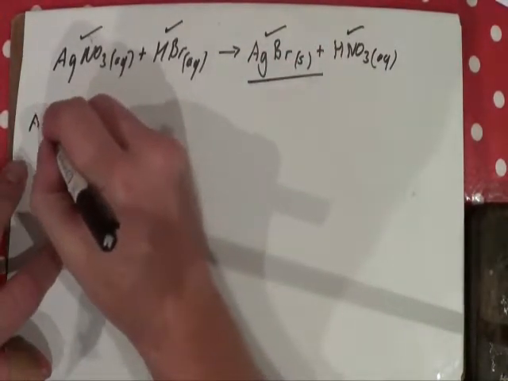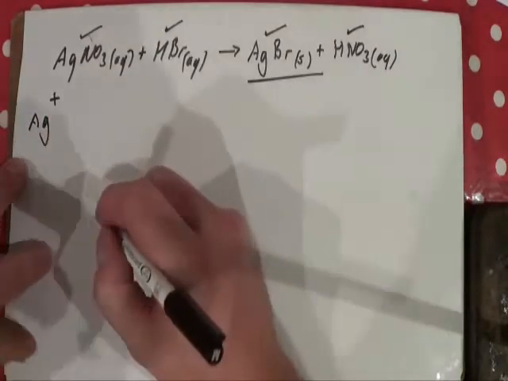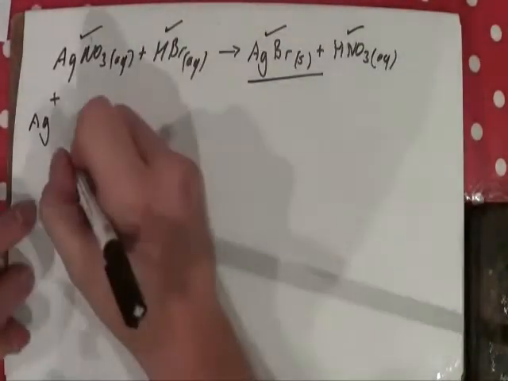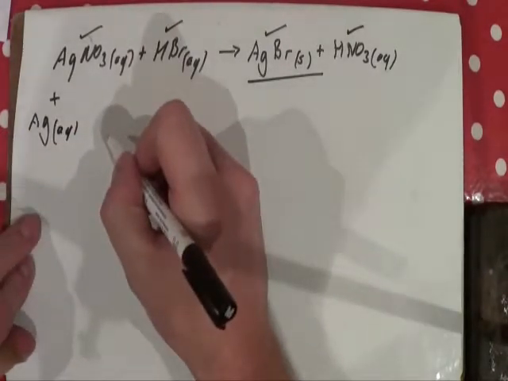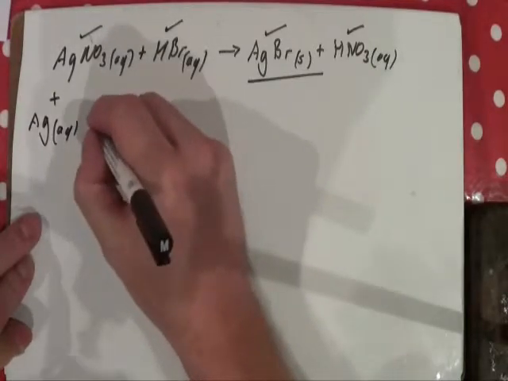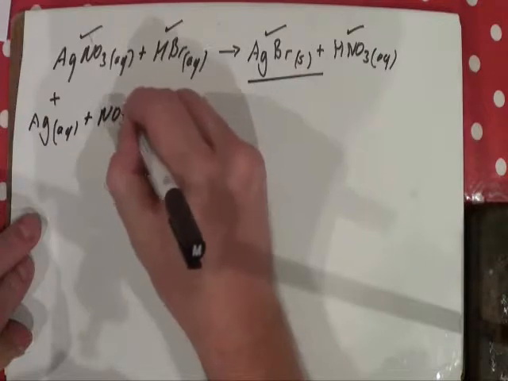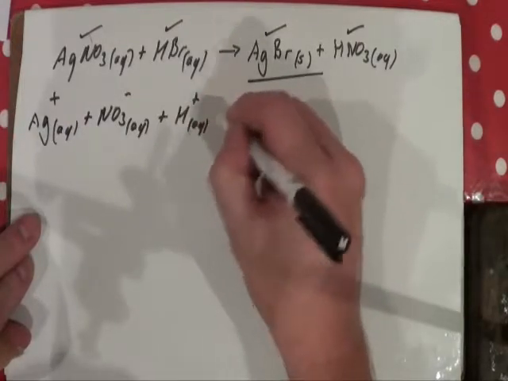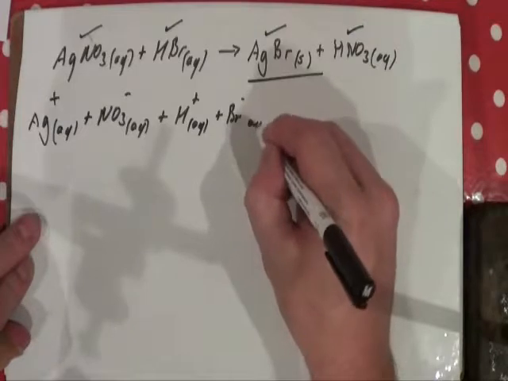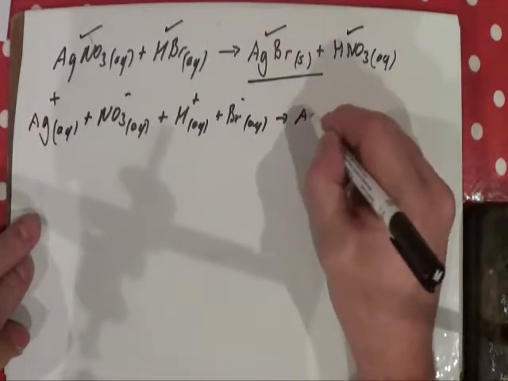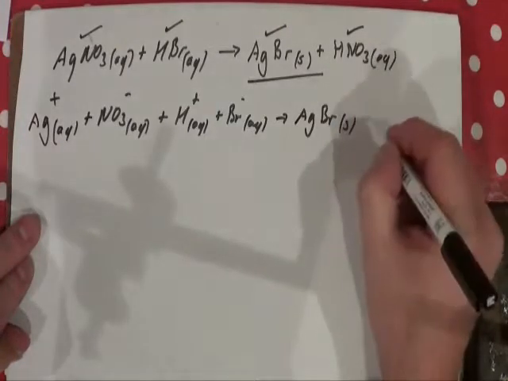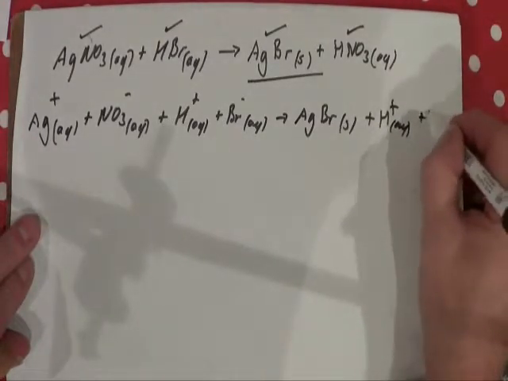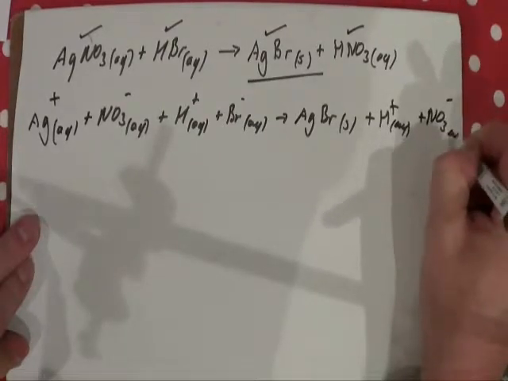So what is the ion in here? Well, silver, you should know, is a plus one ion. That can be found on your table here, and its state symbol is aqueous. We're now on to stage three. There's also in there a nitrate ion. Again, that is in the table. Hydrogen bromide is an H plus ion and a Br minus ion. Silver bromide, remember, is solid, so we keep it all together, plus nitric acid, which is an H plus ion plus a nitrate ion, which is aqueous.